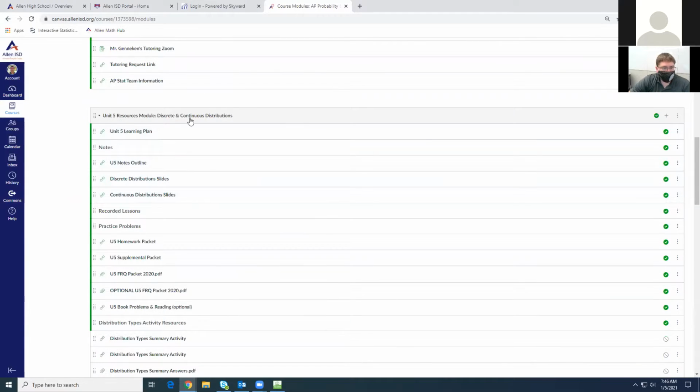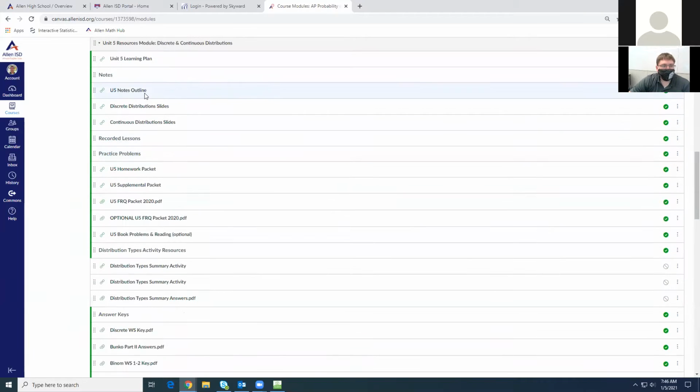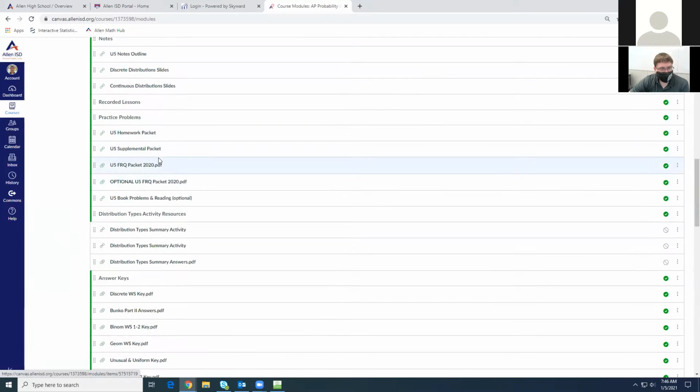We're going to be talking about discrete and continuous distributions. So you should remember these words from way back in September. Discrete means we count things. Continuous means we measure them, or there's lots of in between. So we're going to talk about probabilities dealing with those types of scenarios. There's an outline for the notes. There's a homework packet, a supplemental packet, and an FRQ packet.